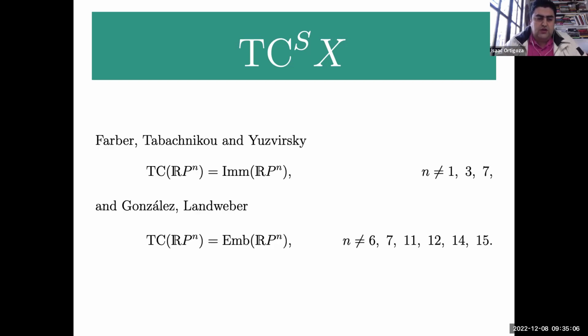Most of the motivation comes because Farber, Tabachnikov, and Yuzvinsky proved that the immersion problem and the TC problem are the same problem for RP^n, except for the cases n equal to 1, 3, and 7. Also, Gonzalez and Landweber proved the problem of the TC is equal to the embedding problem, except for the cases 6, 7, 11, 12, 14, and 15.